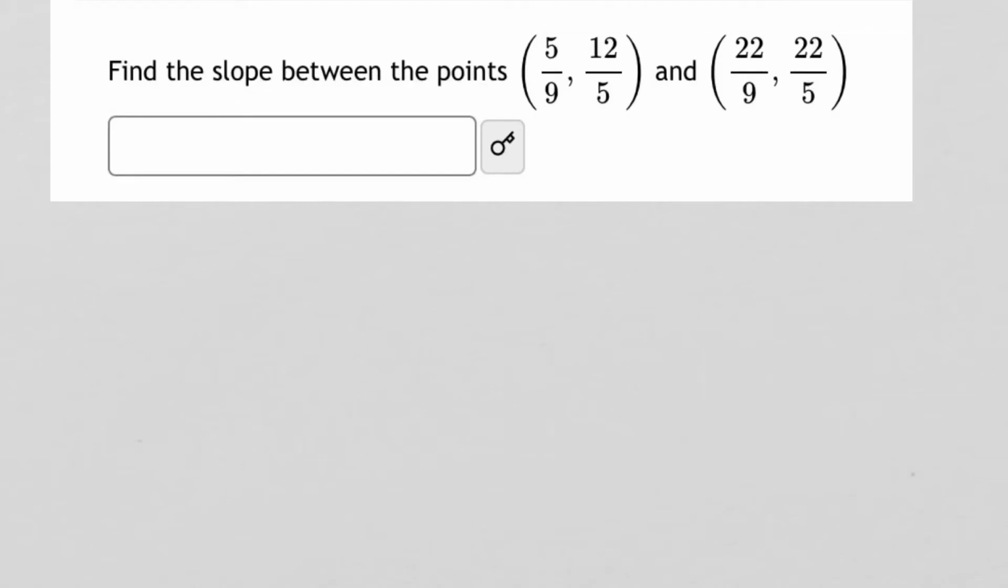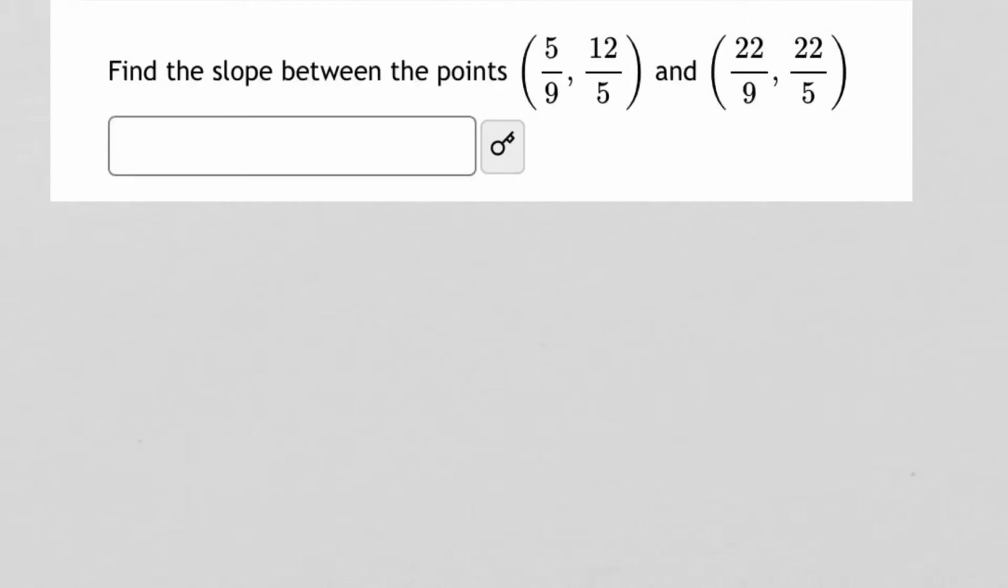So let's find the slope between 2 points which have x and y both being fractions. Specifically, let's find the slope of the line that passes through the points (5/9, 12/5) and (22/9, 22/5). All right, now this gives students a little bit of trouble because it's a lot of fractions. So let's talk through this step one at a time.